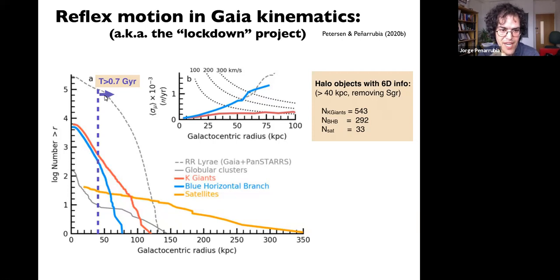So in number, we have a huge number of RR Lyrae stars, around 10 to the 5. But we found that only 100 have radial velocity. So this is a huge opportunity here. I mean, the vast majority of RR Lyrae stars in the stellar halo do not have radial velocities available. So we had to use the K-giants and the BHBs and the satellites.